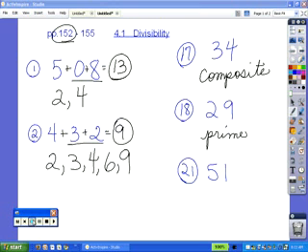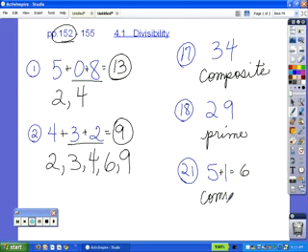For number 21, the number is 51. It is not an answer to one of our basic facts, and it's also not even, so it's not obviously composite until we try our divisibility rules. We try our divisibility rule for 3, 5 plus 1 equals 6. Since 6 is divisible by 3, so is 51, so that makes it composite.